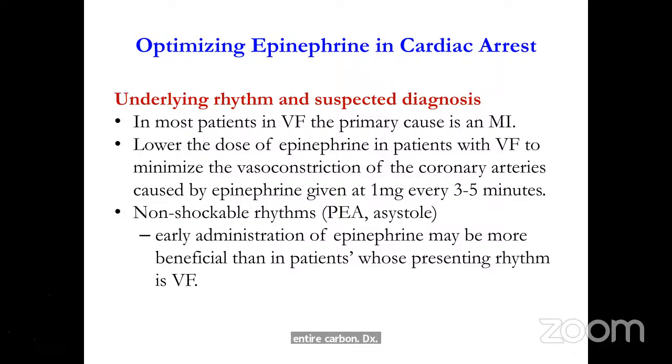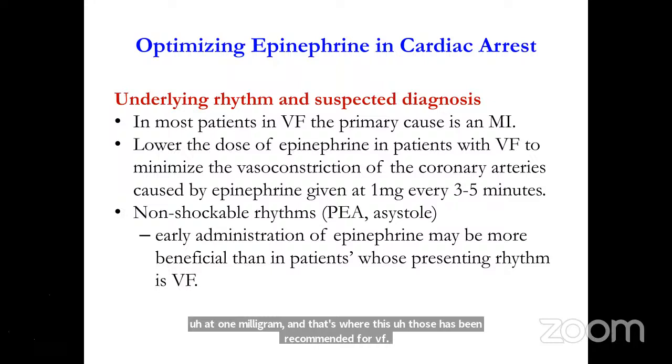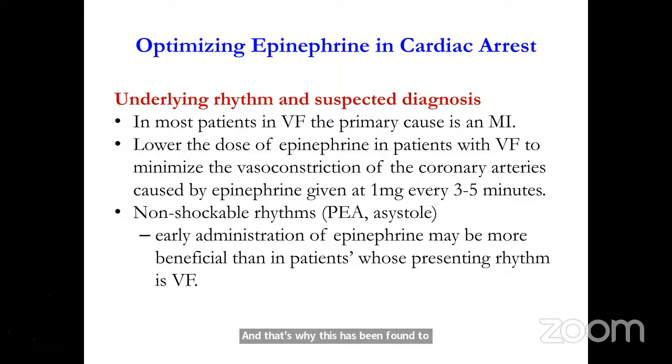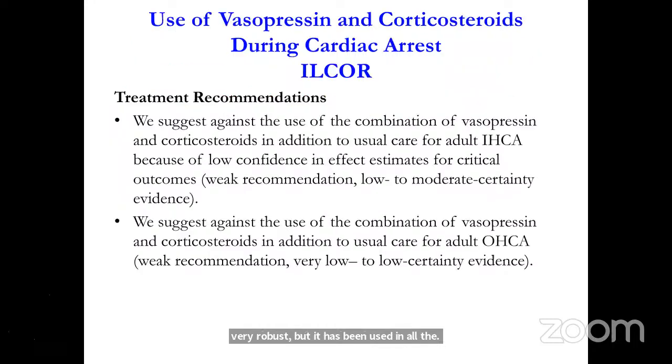With regards to the underlying rhythm, yes, most patients who have cardiac arrest usually have VF as the terminal rhythm. The lower dose of epinephrine in patients with VF, to minimize the vasoconstriction of coronary arteries, is 1 milligram, and that's why this dose has been recommended for VF. Now, with regards to the non-shockable rhythms like PEA and asystole, the early administration of epinephrine may be more beneficial than in patients presenting with VF. Though the evidence is not very robust, it has been used in all the 4 cardiac arrest rhythms.